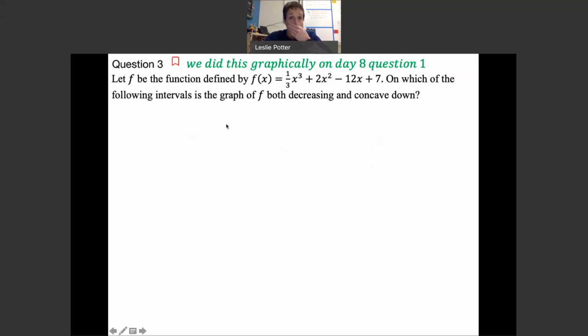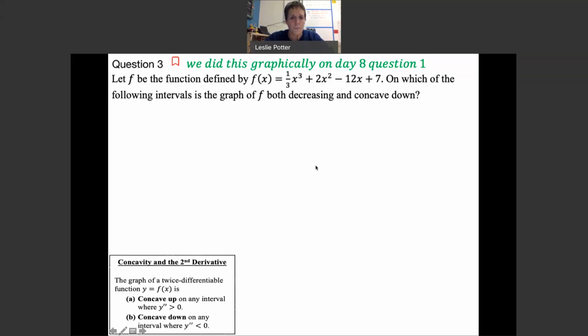So if you're tuning back in, I'm assuming you've attempted the solution on your own. So let's go through this. We need the first derivative. Differentiating this gets us x squared plus 4x minus 12. And so, let's talk about what both decreasing and concave down mean first. Sorry about that, I kind of jumped the gun.